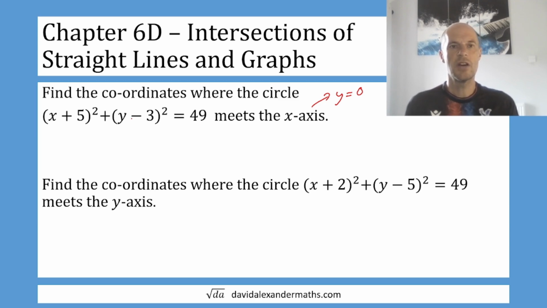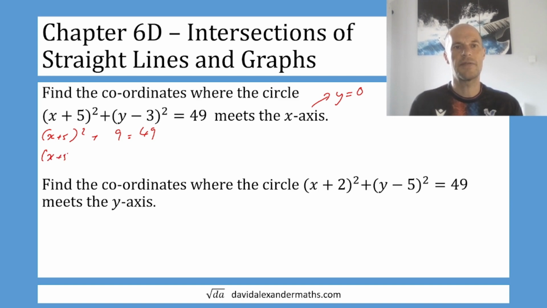So if y is 0, we can substitute 0 into this equation. Therefore (x + 5)² + (0 − 3)², well 0 take away 3 is negative 3, squared is 9. So (x + 5)² + 9 is 49. Now I can subtract the 9, so (x + 5)² = 40. x + 5 will therefore equal plus or minus the square root of 40, so x is −5 plus or minus the square root of 40.